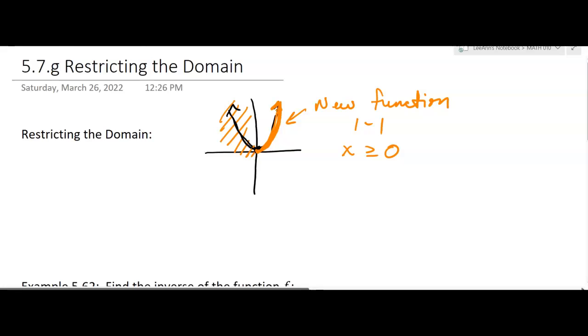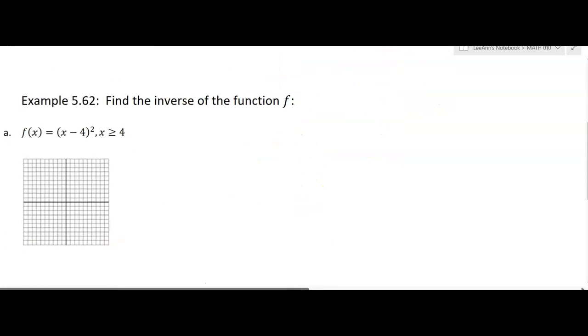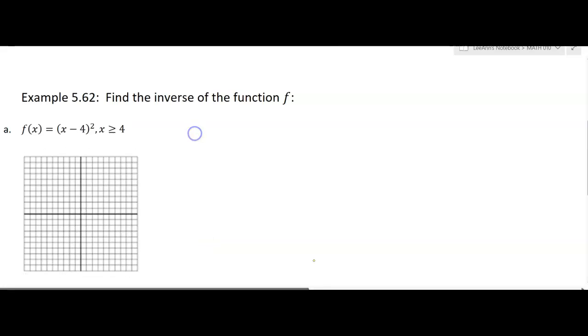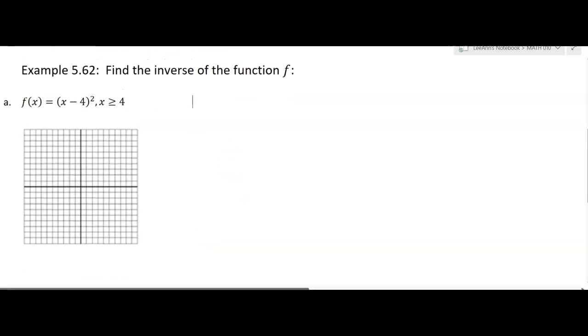Okay, so we have an example, and I want to show you what it looks like with a graph. So it says find the inverse of the function. Now let's think about this function they give us. We know it's a quadratic function. We know it's shifted 4 units to the right. But they give us this restriction that x has to be greater than or equal to 4.